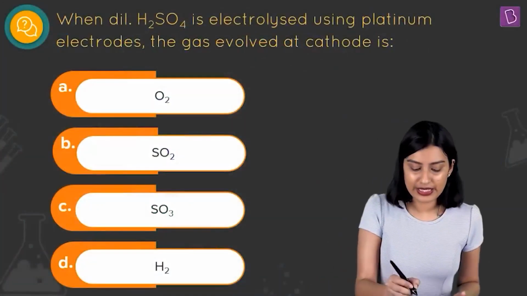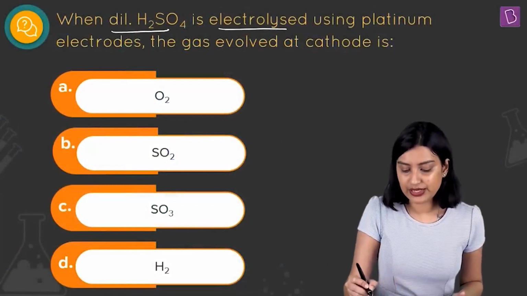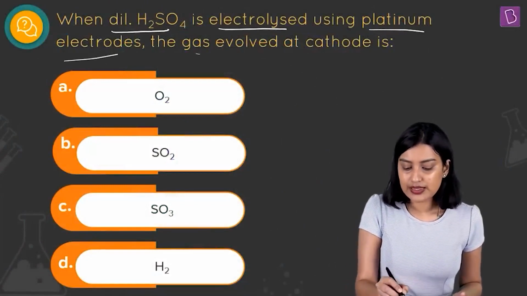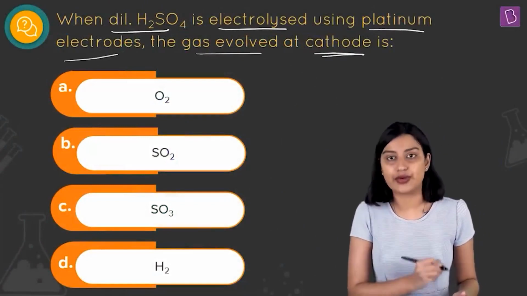So here they're saying when dilute H2SO4 is electrolyzed using platinum electrodes, the gas evolved at the cathode is going to be what?